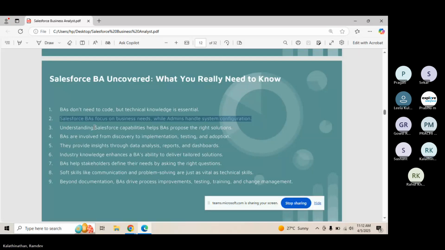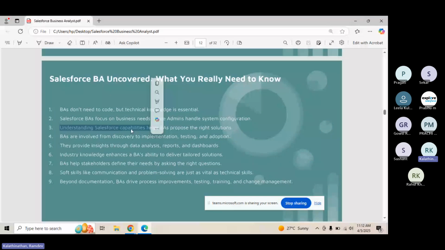And you have to understand Salesforce capabilities. Now, a lot of BAs think, I don't even need to understand the different products in Salesforce. That is wrong. You at least need to understand the high-level features and use cases so that you're able to have a conversation with the customer with good confidence.